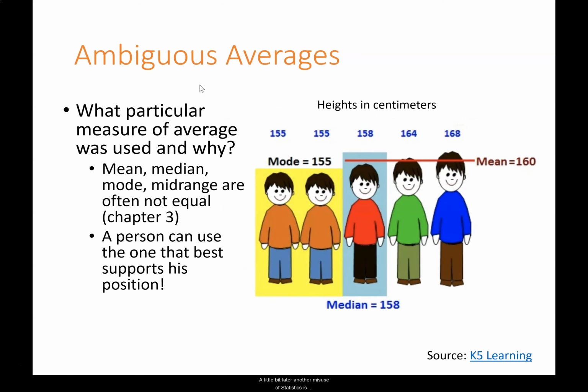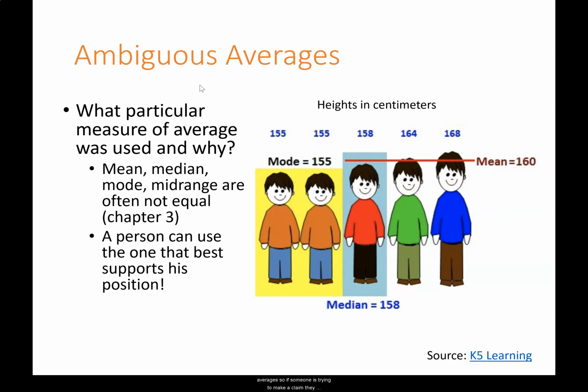Another misuse of statistics is something called ambiguous averages. We haven't talked about averages yet. That'll come in the next chapter. When the word average is used, it could mean one of 4 different calculations: the mean, the median, the mode, or the mid-range. All 4 of these are considered averages.